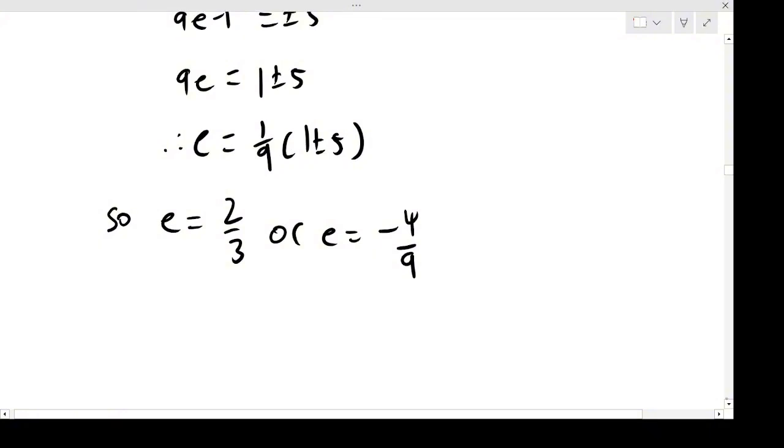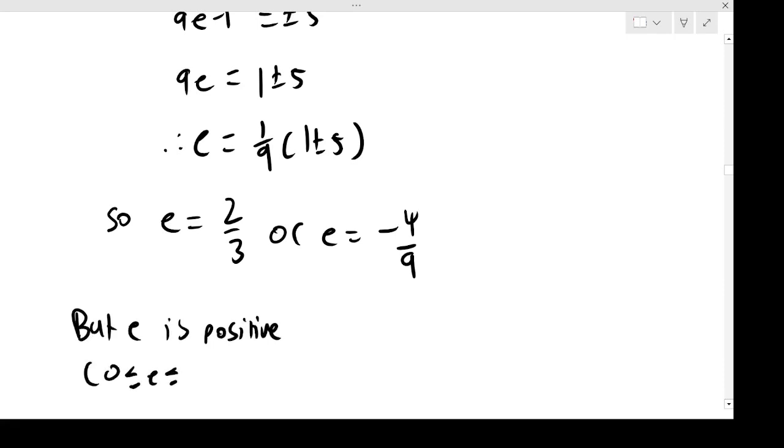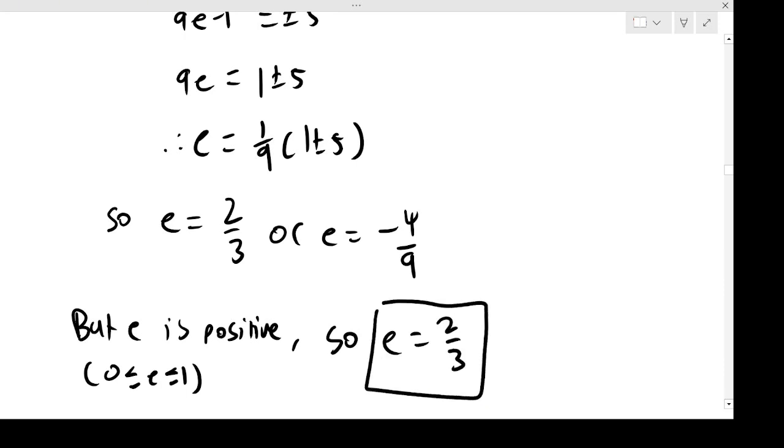Now, of course, we can't have a negative value for e, because e is positive. Again, that's because e is between 0 and 1. Again, you must remember that. And so, e can only be 2/3, and so that is my solution for e there.